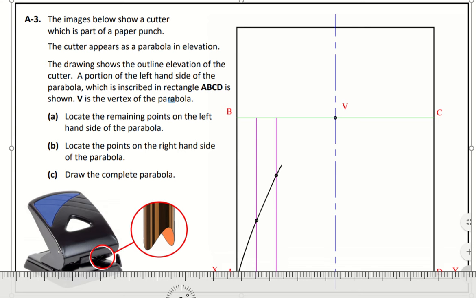Locate the remaining points on the left-hand side of the parabola. Locate the remaining points on the right-hand side of the parabola. Draw the complete parabola. So we have to finish off the left, do the right from scratch, and draw the complete parabola. So let's look at how we do that.